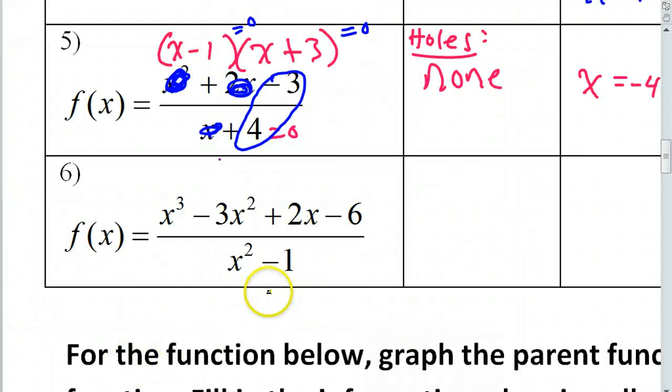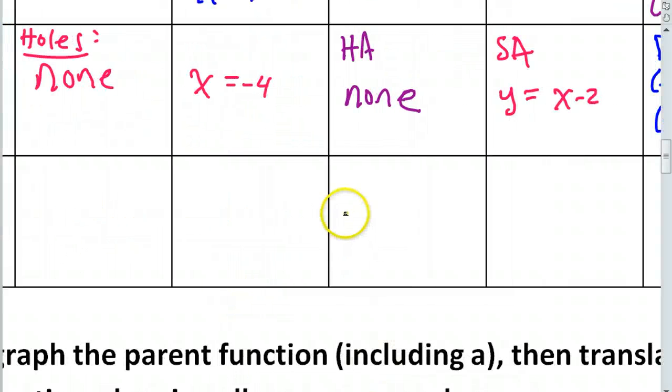All right, so for number 6, once again, I like to look at the horizontal asymptote first. So what will the horizontal asymptote be? Say it again. None. There will be none, all right? The top degree is higher, so there won't be any horizontal asymptote.